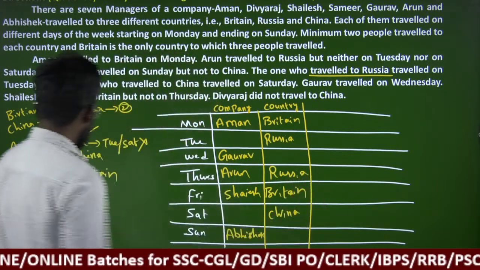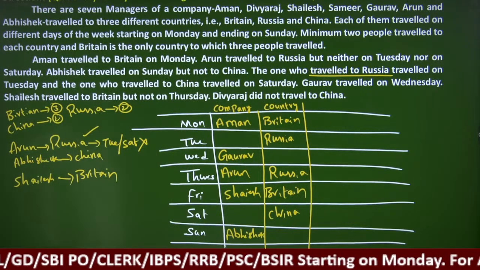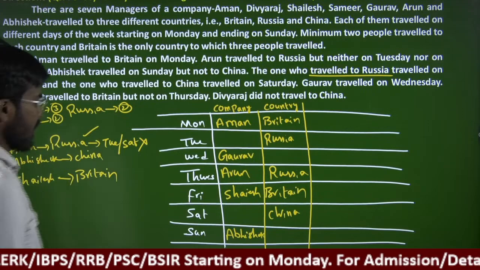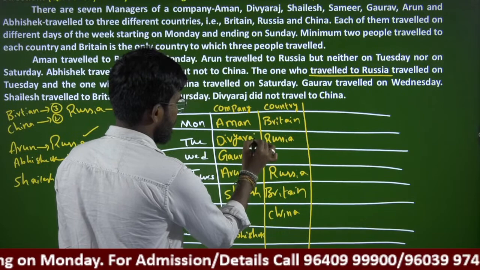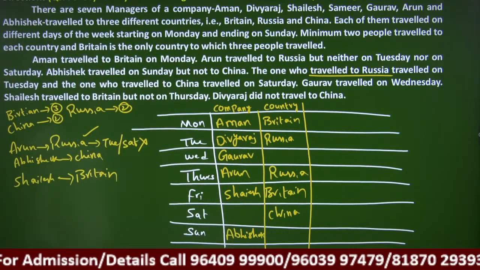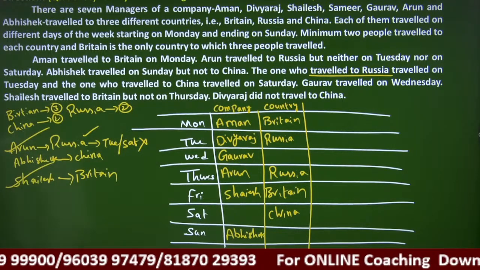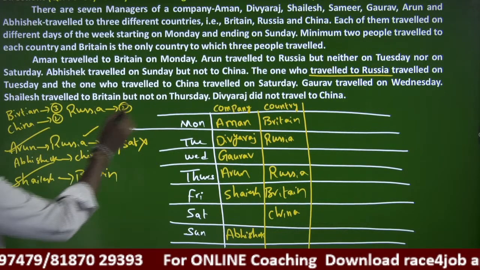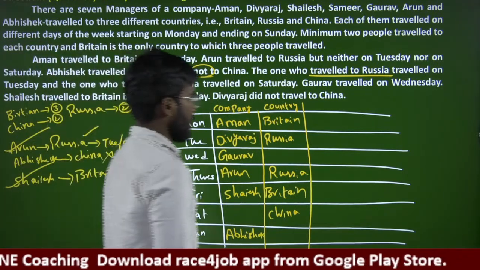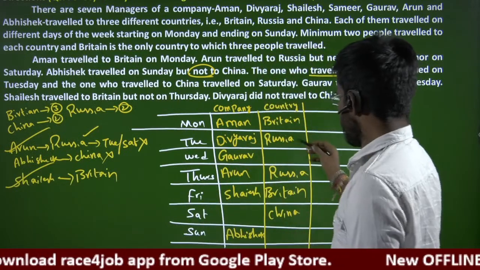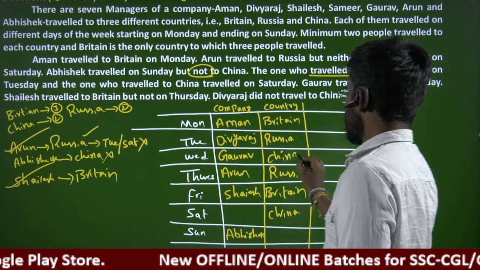Okay, let's see. One more thing. Abhishek is not going to China. Divya Raj is not related to China. So we can say that here Divya Raj is not related to China. Next, these two statements are correct. Abhishek traveled on Sunday, but not to China. So China, and Britain, Russia, 2 members each have been fixed. Abhishek is not going to China, so who goes to China? Gaurav goes to China.